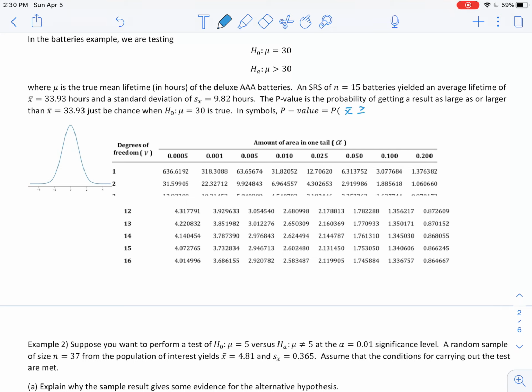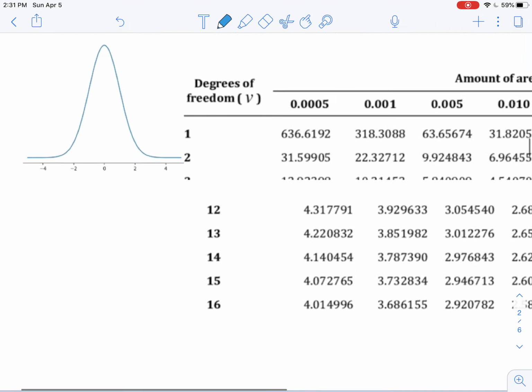So if we're talking about our symbols for probability, the p-value is the probability that we get an x bar that's as big as it is, so equal to this or even bigger, so equal to 33.93, given that the mean of the population is actually 30. What's the likelihood that we get something this huge or huger if the true population mean is 30? Because it could happen, but how likely is it to happen?